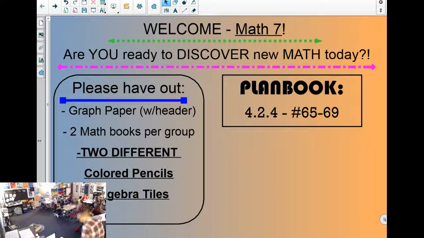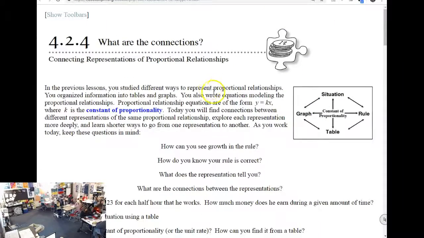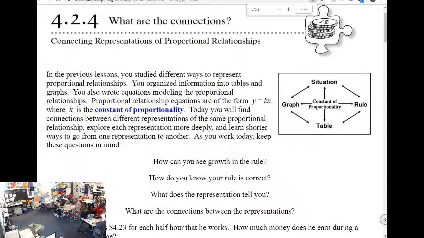Here's what we're going to do today. One last chance. I want questions from 424 about what the constant of proportionality is or what the unit rate is. Then we're going to do 431.